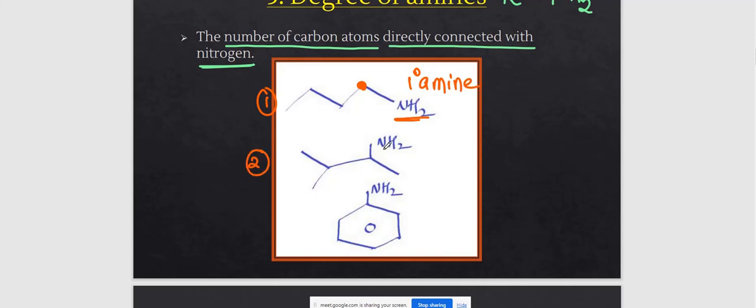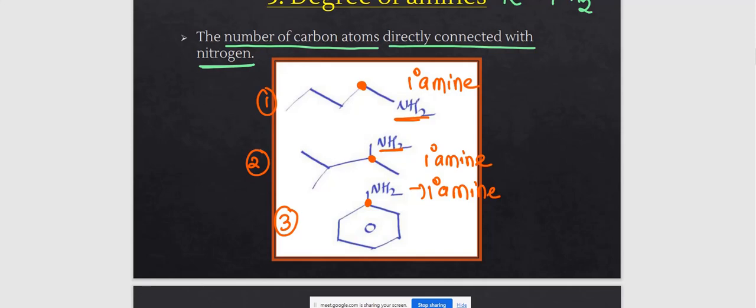If you take the second example, this is our amine. How many carbons are directly connected to nitrogen? Only one again. So this is also a 1 degree amine. Now will you make a guess for the third one? What kind of amine is that? How many carbons are directly connected to nitrogen? Only one. So this is 1 degree. For alcohol, we take the degree of the carbon, but here we see how many carbons are directly attached to nitrogen.